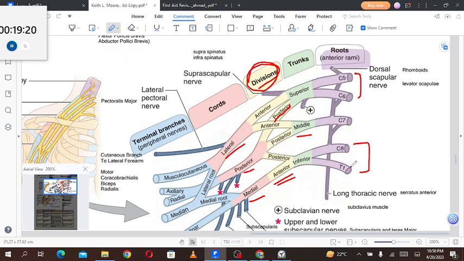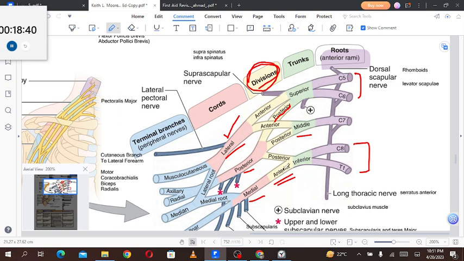Now these ventral roots will emerge and join together to form trunks. The first two will join together to form the superior trunk. The bottom two will join together to form the inferior trunk, while the middle C7 will not join with anyone to form the middle trunk. All the three trunks will subdivide to form the anterior and posterior divisions. All the three posterior divisions will join together to form the posterior cord. The anterior division of superior and middle trunks will join to form the lateral cord, while the anterior division of the inferior trunk will not join with anything, and that will form the medial cord.